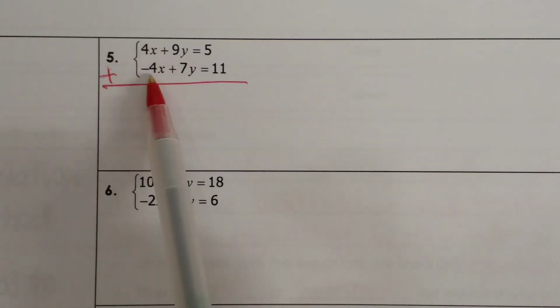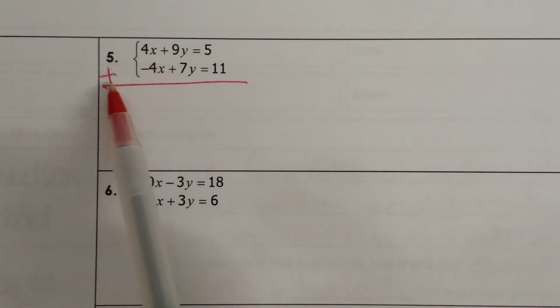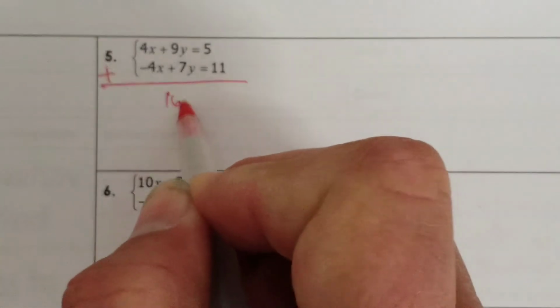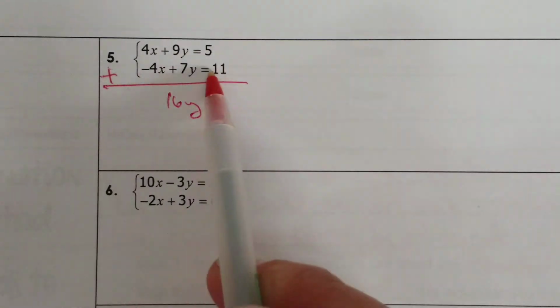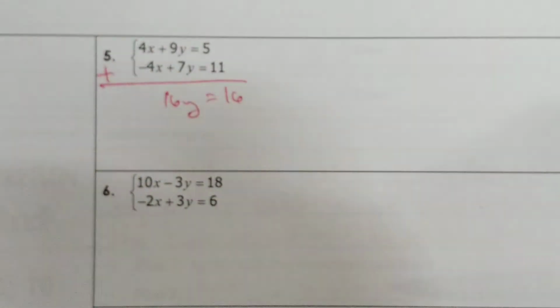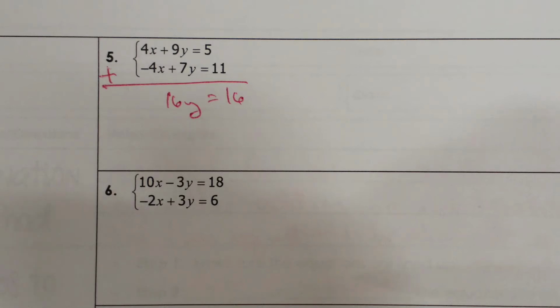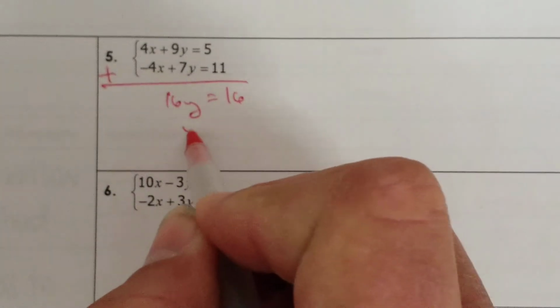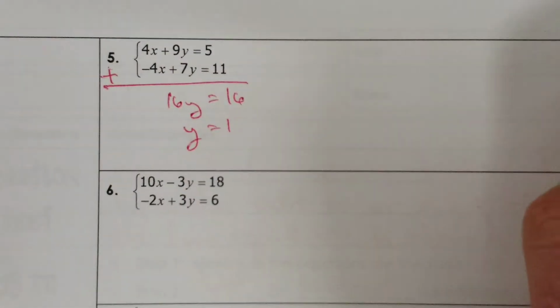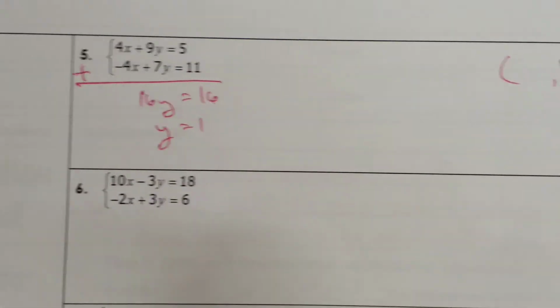4 plus negative 4 is 0. If you add opposites, you get 0. 9 plus 7 is 16y, and 5 plus 11 is 16. So now you can see I can solve for y really easy, just dividing both sides by 16, and you get y equals 1. I found my y number.